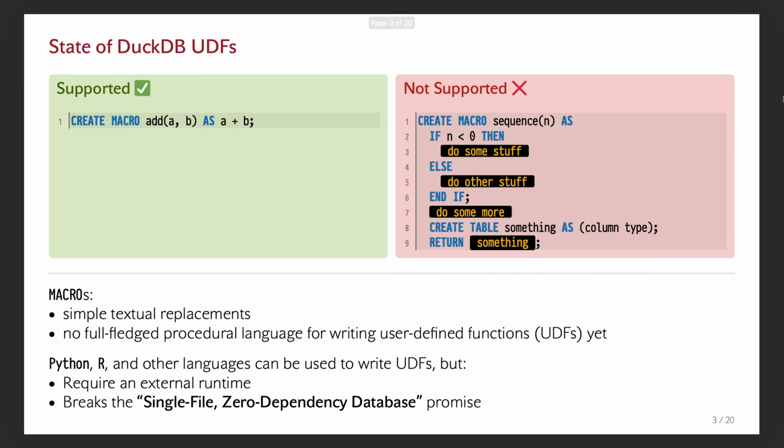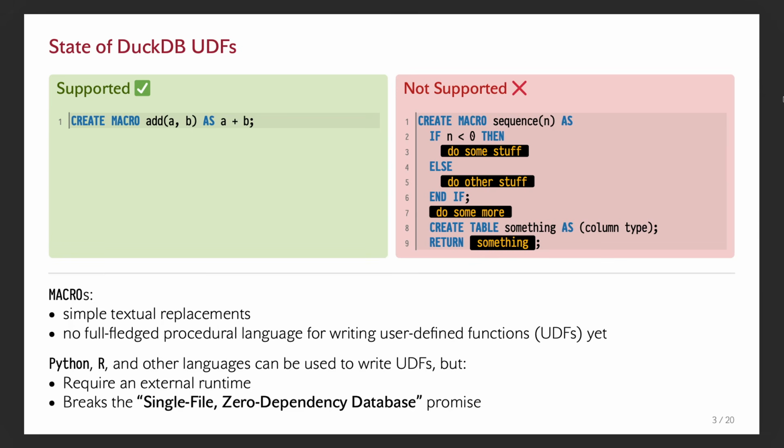So, I want to talk a little bit about the state of DuckDB UDFs. The system does support macros, which is a simple textual replacement you can use for simple expressions. I'm sure they are great and there are many users of it. However, what you can't do is have an if statement, then do some stuff if a condition is true, or do some other stuff if the condition is false. You can't put a create table into this stuff and return something.